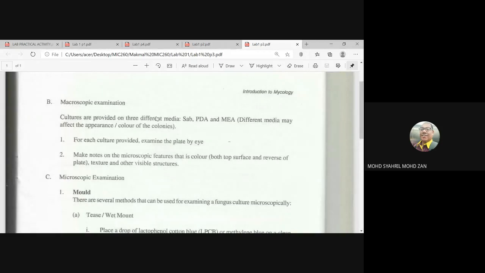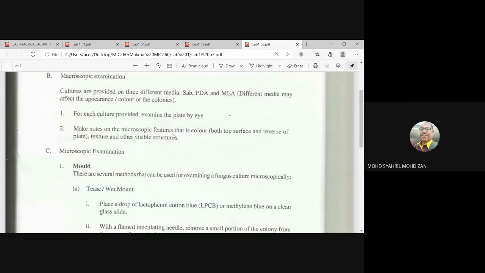So microscopic examination. Okay. So kita gunakan culture will provide the 3 different media, SAB, PDA, and MEA. Okay, why? Because the different media may affect the appearance and color of colonies. So for each culture provide, examine by using the eye.